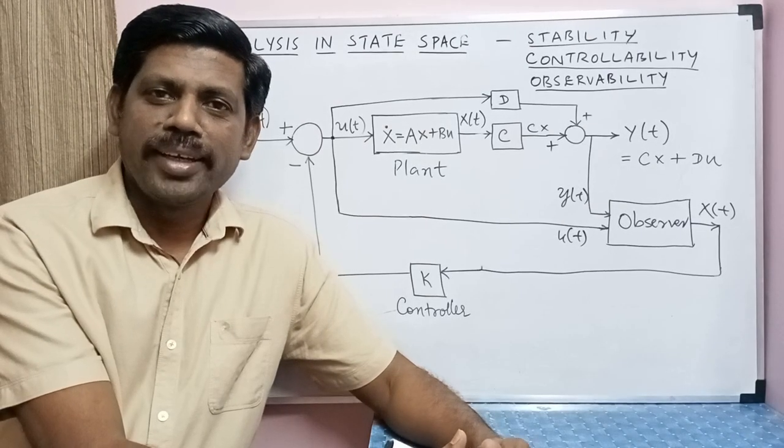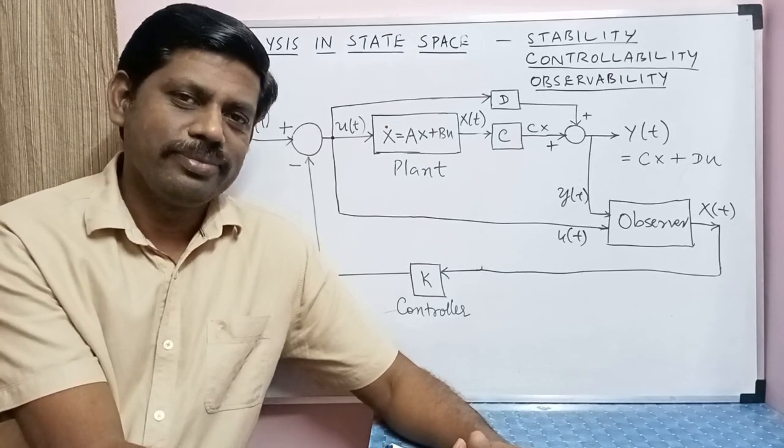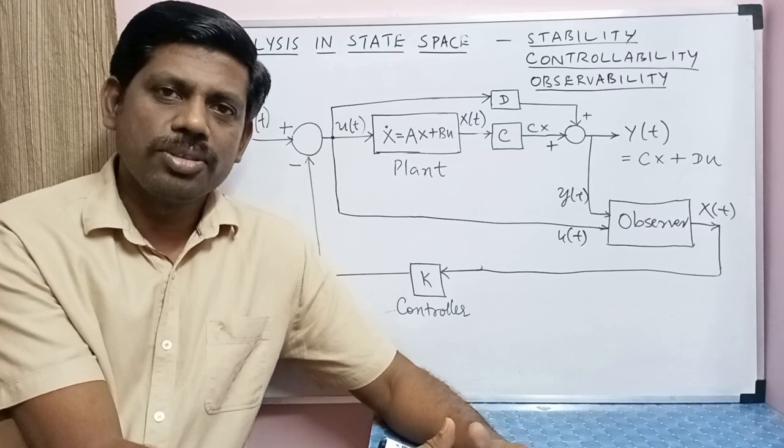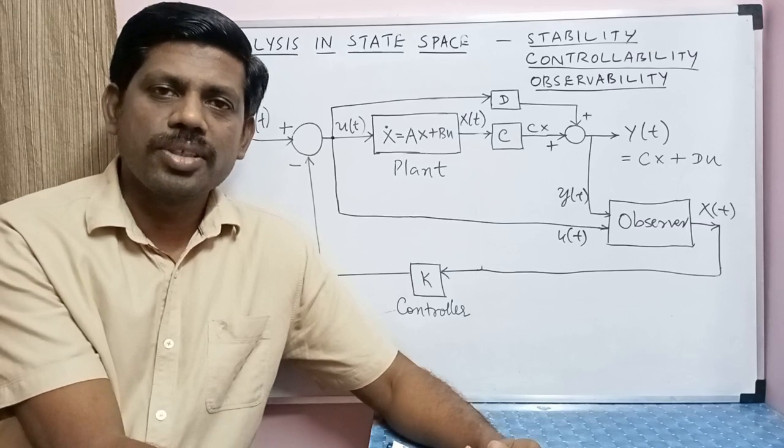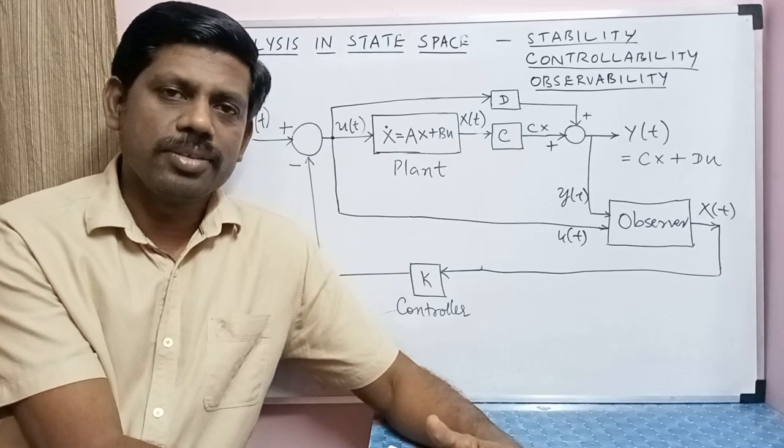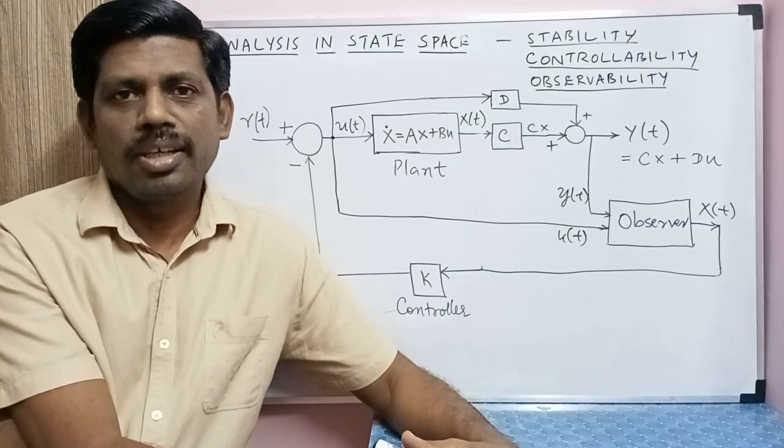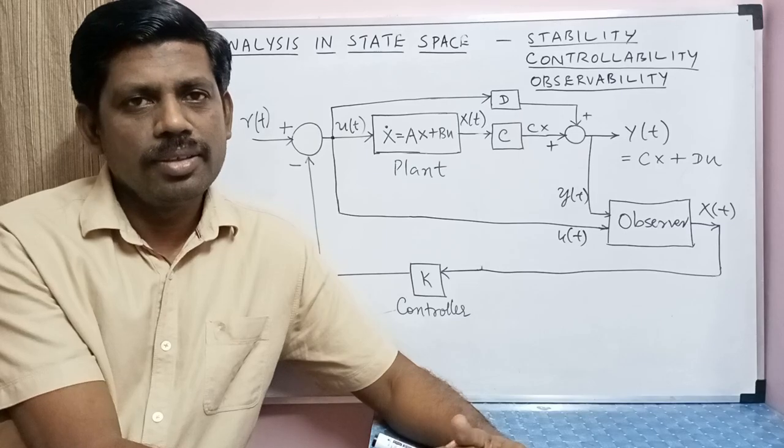Welcome back to the lecture series on analysis in state space. So far, we have completed 3 lectures on solution of state equation, stability, controllability, and observability. In this lecture, we will see how we can test the systems for stability, controllability, and observability. This is going to be the last lecture in this series on state space modeling and analysis.